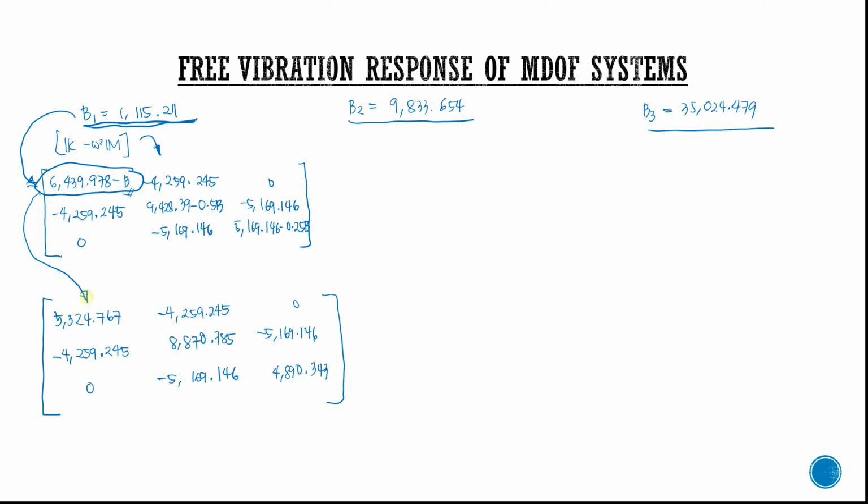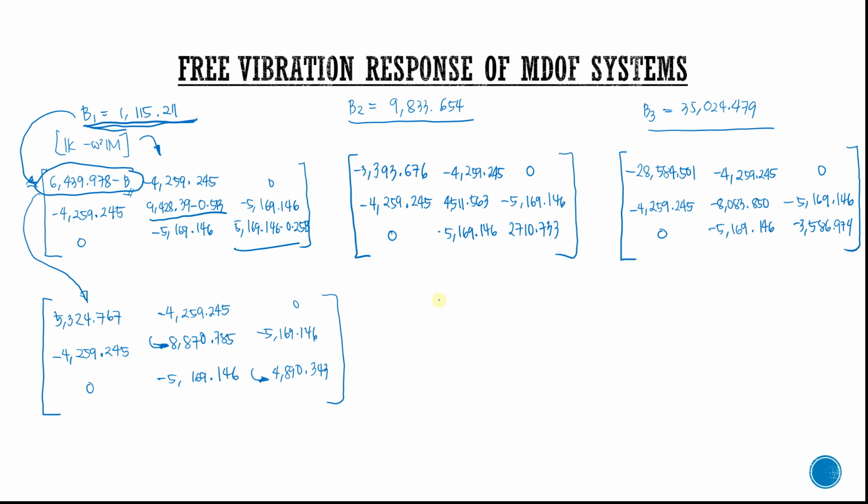The result will be 5,324.767. And for this part here, we have the 9,428.39 minus 0.5. This b1 there will give us this value, and as well this part here will give us this value. Now for our B2, which is 9,833.654, and as well for the B3, 35,024.479, we'll have the matrices as shown here and also there for the B2 and the B3.